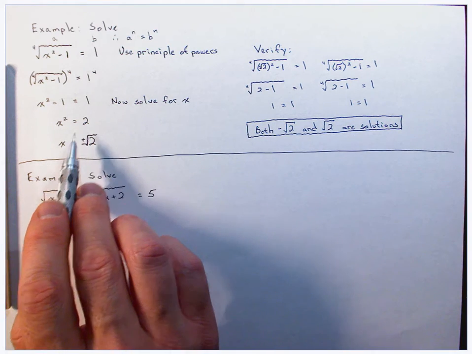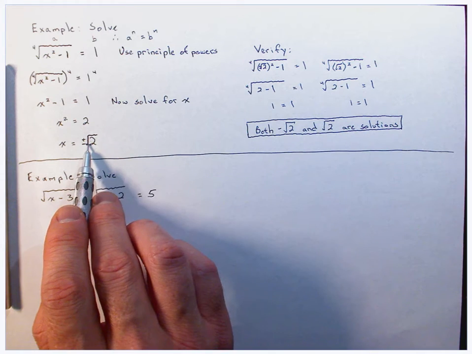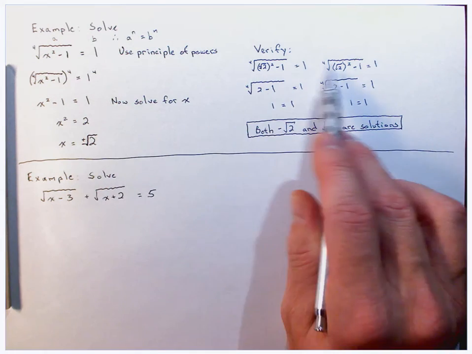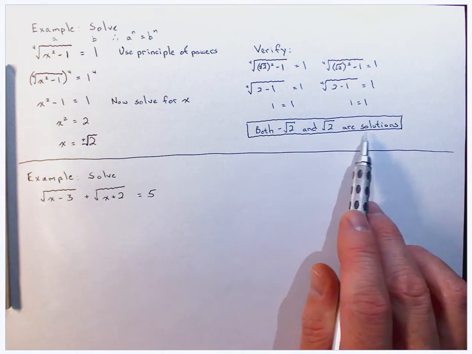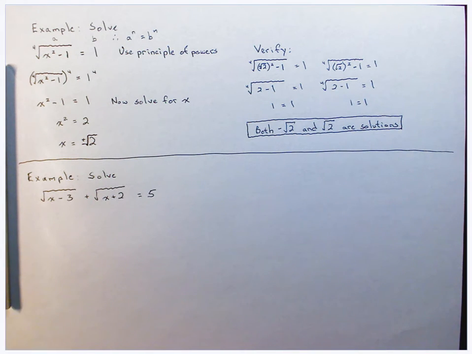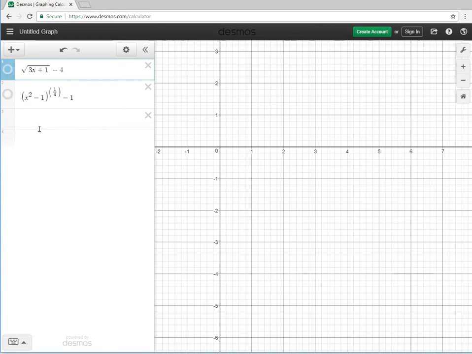X squared equals 2, so x equals plus or minus the square root of 2. I plug those in and solve, and I see that both are solutions. So let's look at the graph for that. This is how I had to type it into Desmos.